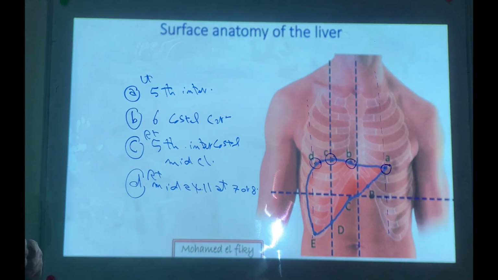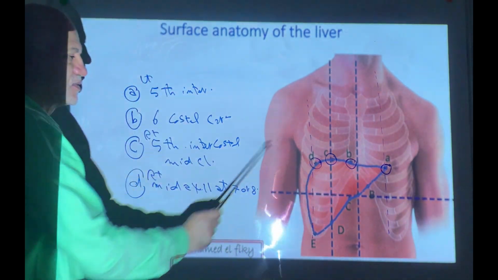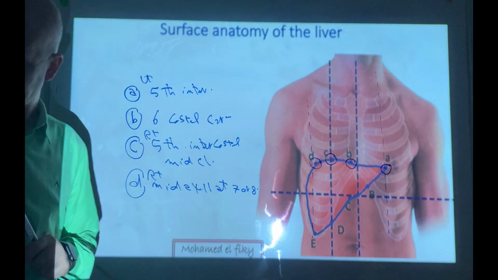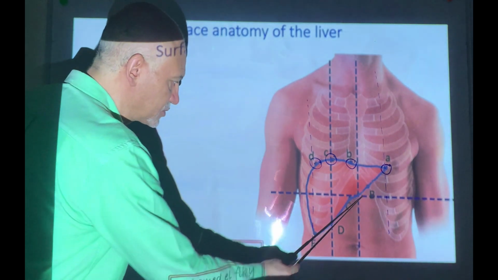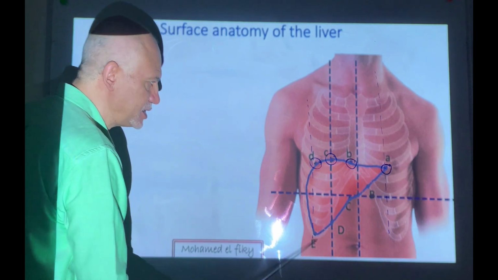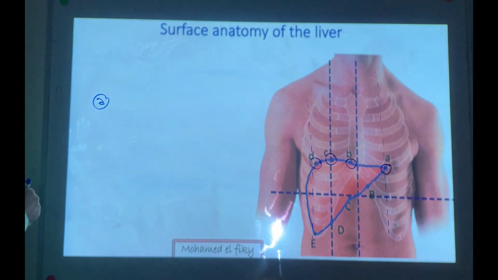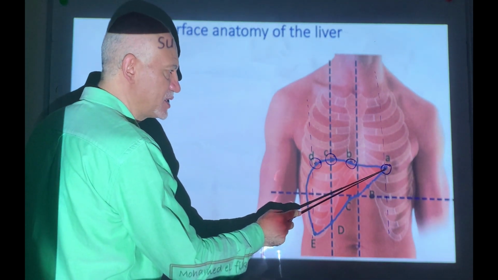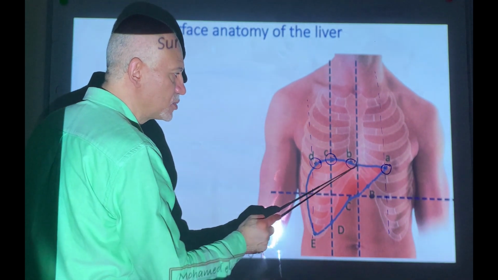This is the upper border of the liver. Now the lower border of the liver. The lower border also begins with points A, B, C, D, E. Point A is the same: the fifth intercostal space, left midclavicular line, 3.5 inches from the median plane.